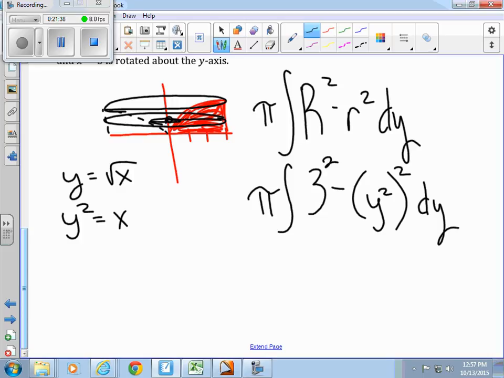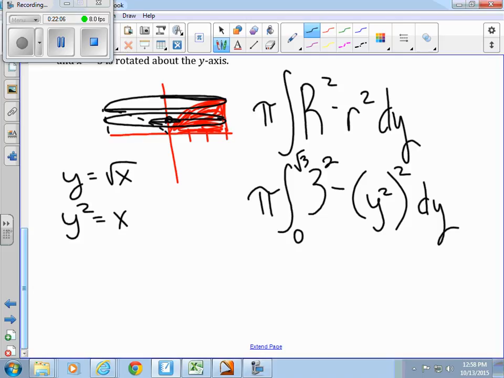Any questions so far? Am I still 0 to 3? Probably not. Why 0 to the square root of 3? I need the y value when x is 3, right? Because I need to go from here to up here, wherever that is, which is the y value when x is 3. So, square root of 3.